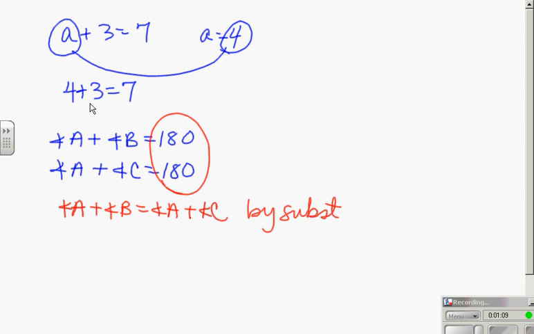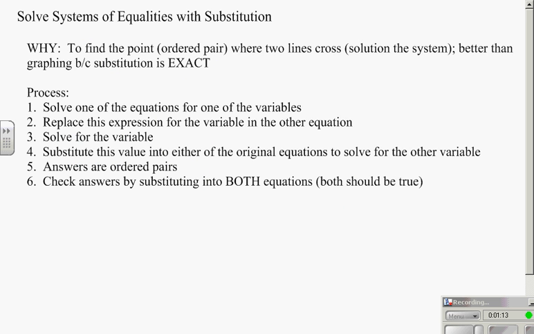We're actually going to go back to solving systems like we did for graphing. So solving systems of equations with substitution. Why are we even doing this? We are going to find that point, that ordered pair where two lines cross, that solution to the system, like we did with graphing. Except this is better because substitution is exact.